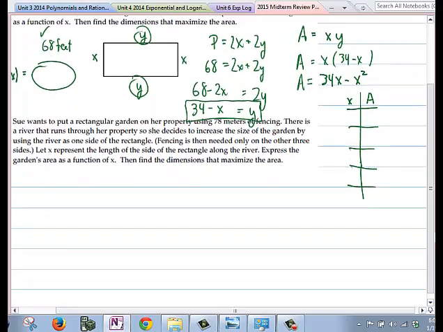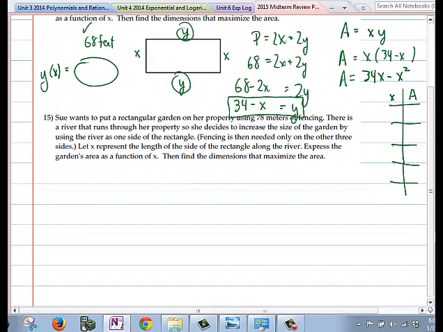And I want to try to get the last optimization problem in, because Sue wants to make a rectangular garden on her property. She has a little bit more money, so she has 78 meters for her fence. But there's a river that runs through her property. So she decides to increase the size of the garden by using the river as one side. So, here's the river.